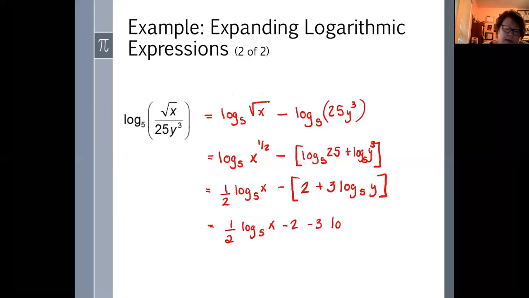And I have this logarithmic expression completely expanded. All right.